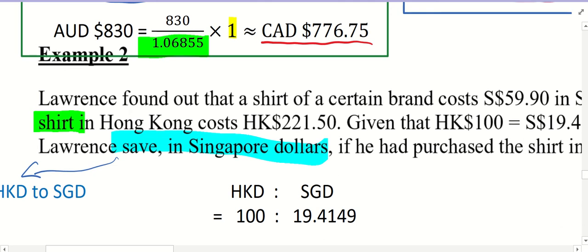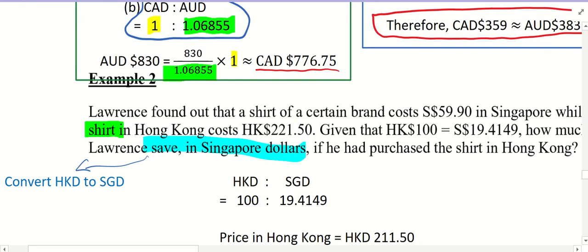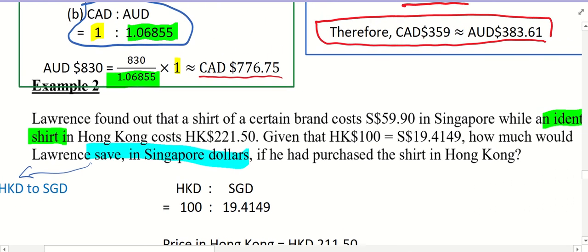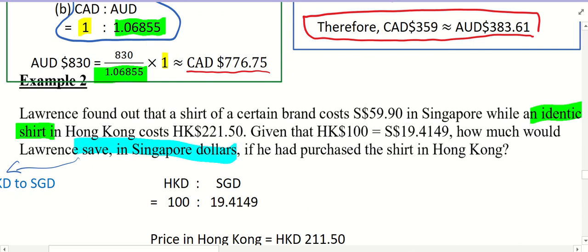Okay, example 2 is a typical word problem. A typical word problem would ask you, for instance, I'm going to Hong Kong. Lawrence is going to Hong Kong. So before you go, you need to exchange Sing dollars to Hong Kong dollars. Let's say I'm bringing 1,000 Sing dollars. I'm prepared to spend 1,000 Sing dollars there. So I go to the exchanger.